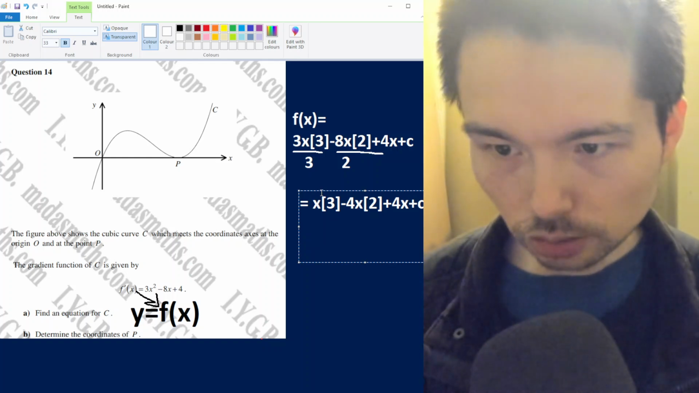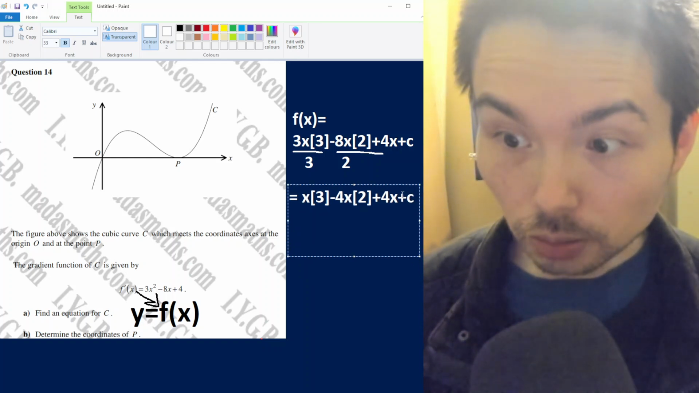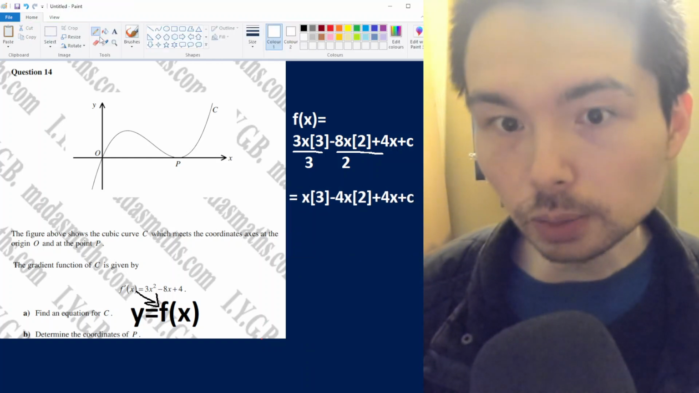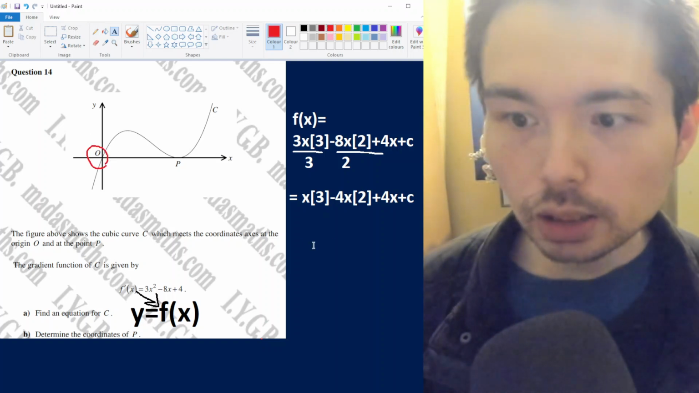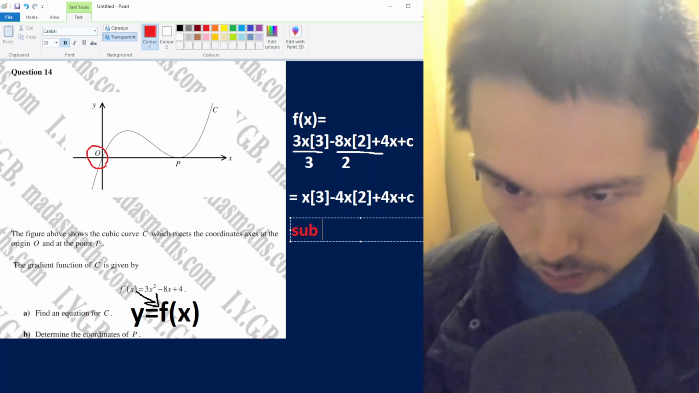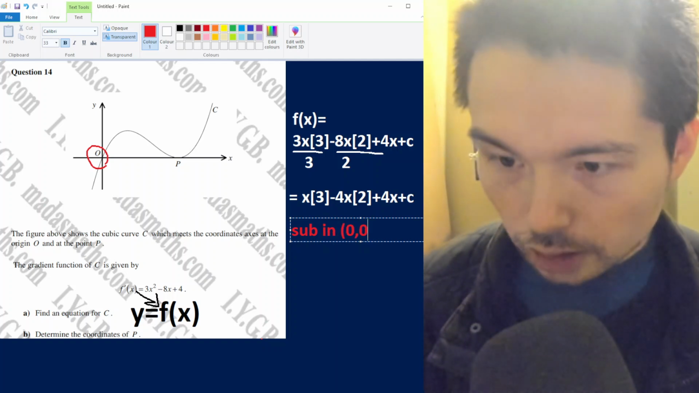To get rid of the constant of integration, we need a coordinate. They only tell us one thing. We don't actually know what P is. However, we do know what this is. It's the origin. Sub in. There's no choice, mate. No choice. You need to sub in 0, 0.